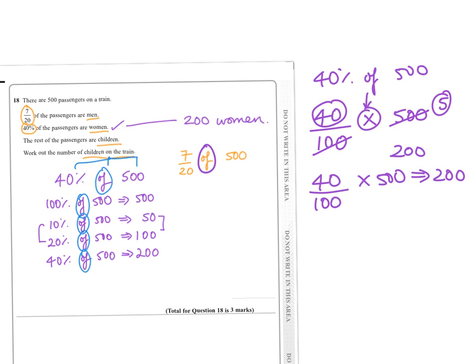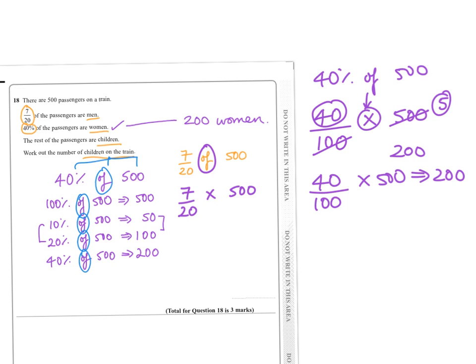So in this case here, "of" is times again. So you'd have 7/20ths times 500. So if you had a calculator, and this paper is not a calculator paper, you would do 7 divided by 20 times 500, or 7 times 500 divided by 20 and get an answer. But as this is a non-calculator paper, we've got to try and find another way of looking at this.